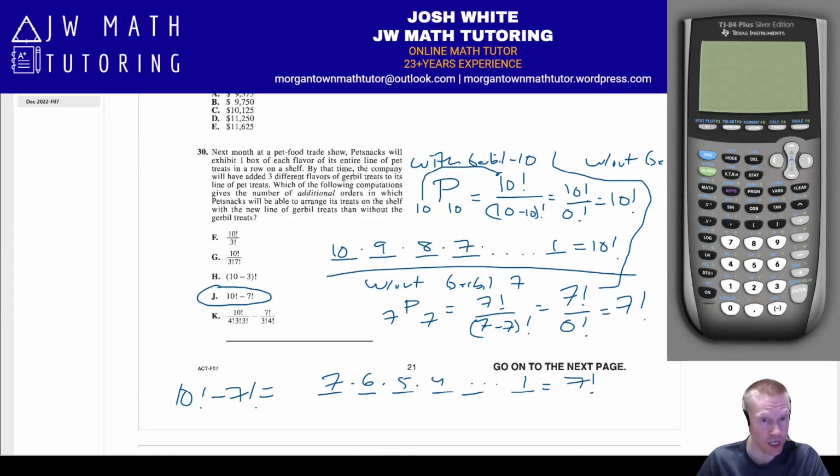And then you could go to G and type that in, and you would see it doesn't match. And then you'd go to H and type that in, and eventually you would see that J matches. But again, that adds extra time if you actually do the calculation out rather than just leaving it as 10 factorial and 7 factorial. But again, this covers the concept of permutations.